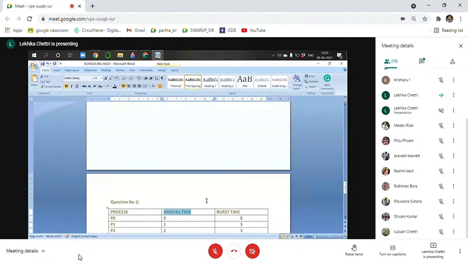Any question? With this we have finished process scheduling algorithms. With this our process scheduling algorithm topic is finished. We have studied process transition diagram, process control block, process scheduling, and process scheduling algorithms. We have also seen numericals for that.